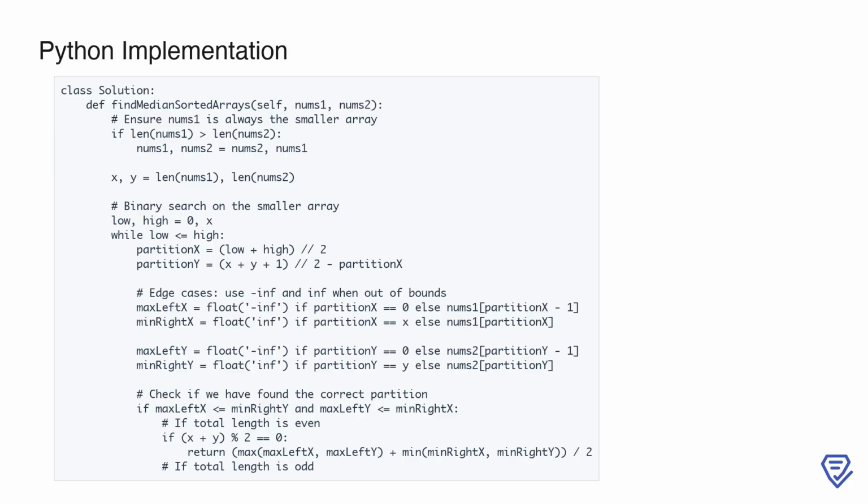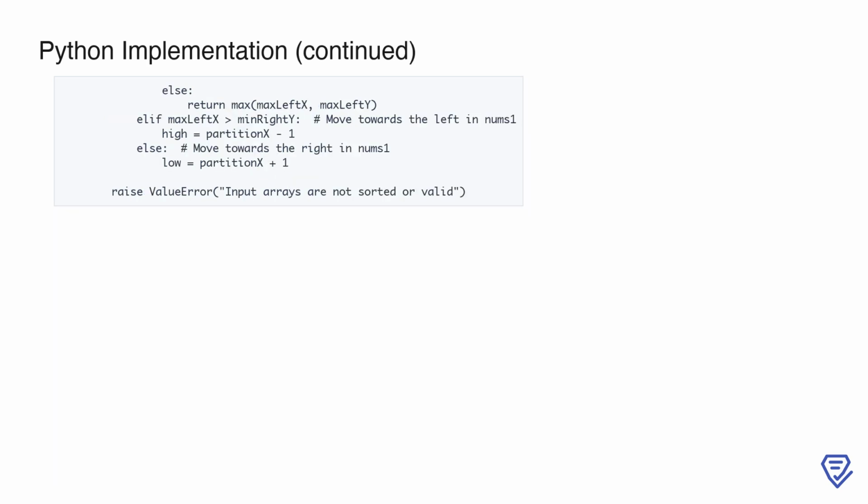To handle edge cases where partitions go out of bounds, we use negative infinity for values on the left and positive infinity for values on the right. This helps us safely compare elements even when one of the partitions is empty. We then extract the maximum values from the left partitions and the minimum values from the right partitions for both arrays. These values are critical for determining if the current partitioning is correct. If the maximum value on the left side of nums1 is less than or equal to the minimum value on the right side of nums2, and vice versa, it means we have found the correct partition.